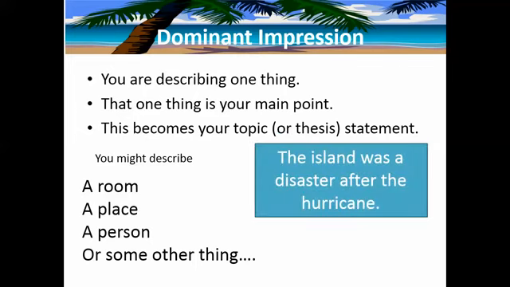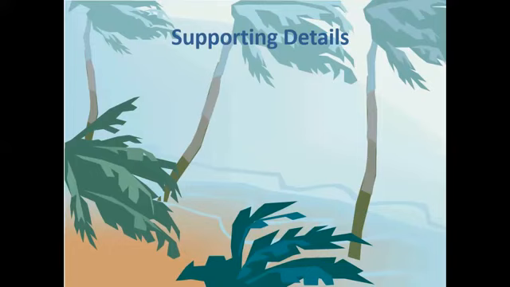Let's try, "The island was a disaster after the hurricane." What's the dominant impression here? We know the topic is the island, but what are we saying about the island? We're saying that the island was a disaster after the hurricane. So the disaster is our dominant impression, and that's what we want to describe.